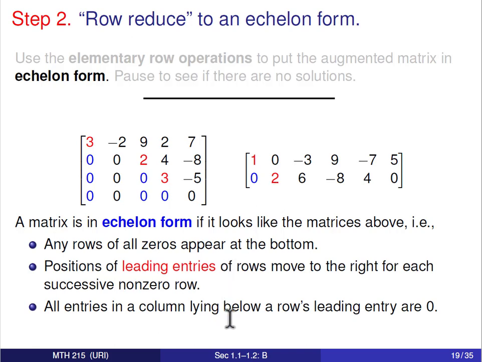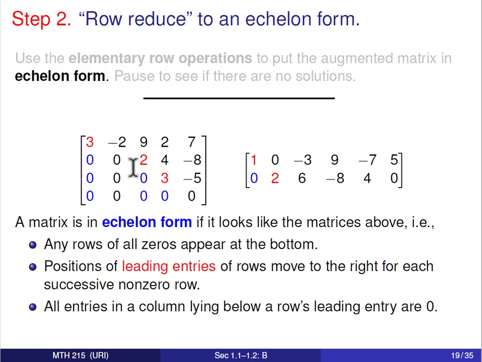The next condition has to deal with zeros. What we need to have is that all entries in a column lying below a row's leading entry are 0. So in other words, as I look at the leading entries, the entries below each of those have to equal 0. So I see that here. Below this 3, I have all the entries equal to 0. Below this 2, I have a bunch of zeros. Below this 3, I have a 0 as well.